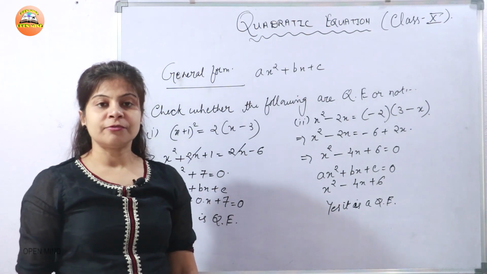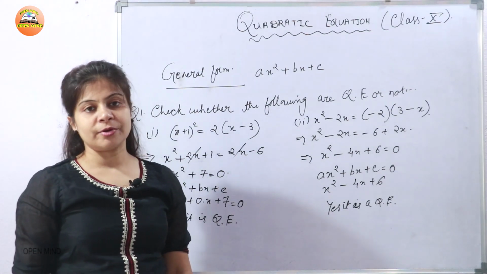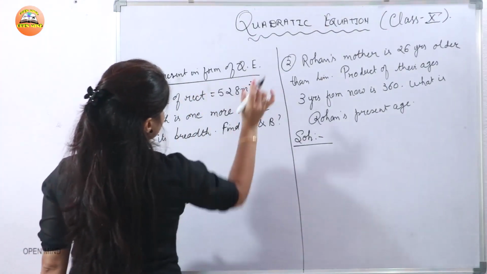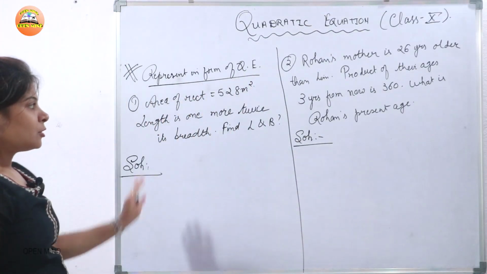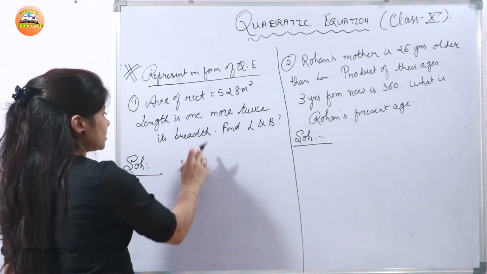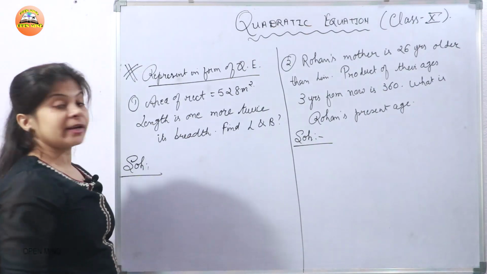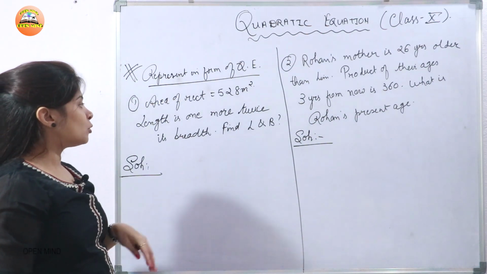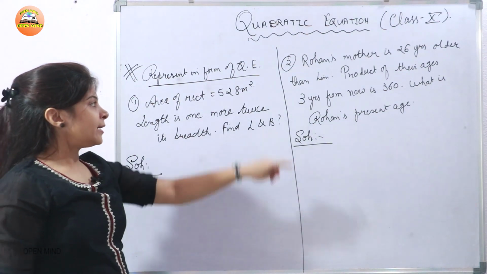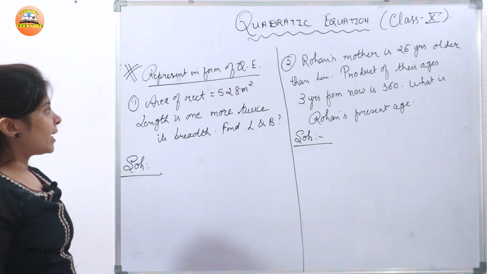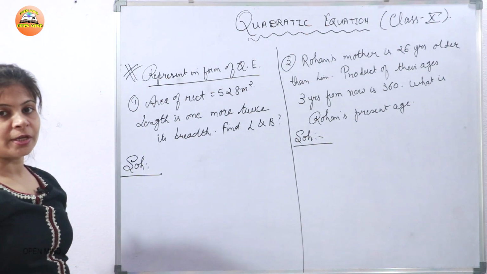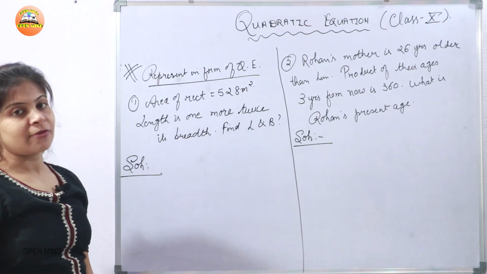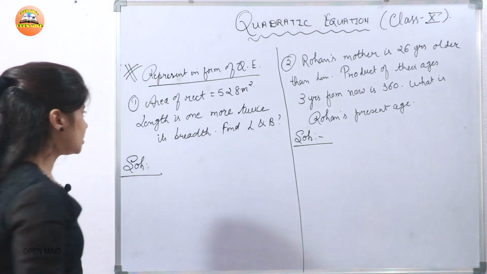Now we will see a few questions based on quadratic equations. The question is to represent in the form of a quadratic equation. Two questions are given to us. The first question: the area of a rectangle is 528 meters square, and the length is 1 more than twice its breadth. You have to find L and B. You have to represent it in the form of quadratic equations. In these types of questions, there is no need to solve it. You just have to frame the equation and leave it.